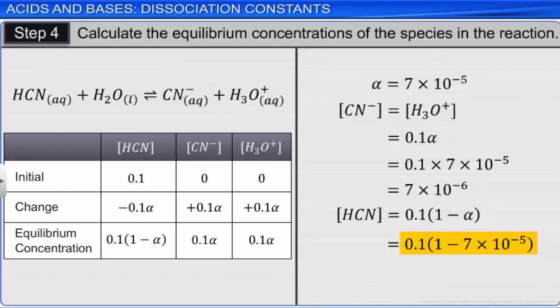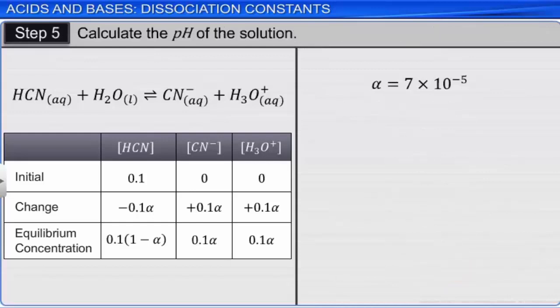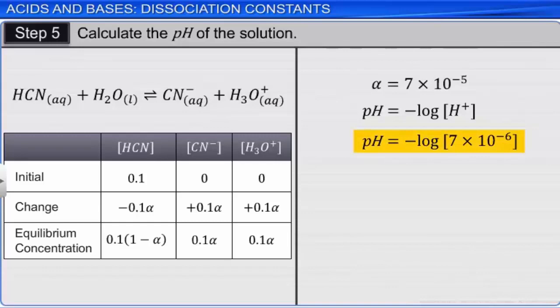Calculate the pH of the solution in the fifth step. The pH of the solution can be calculated using the relation pH is equal to negative log of H plus ion concentration. Substituting the value of H3O plus ion in the equation for pH, you get pH is equal to negative log of 7 multiplied by 10 raised to the power minus 6. This is equal to 6 minus log 7. Log 7 is 0.8451.